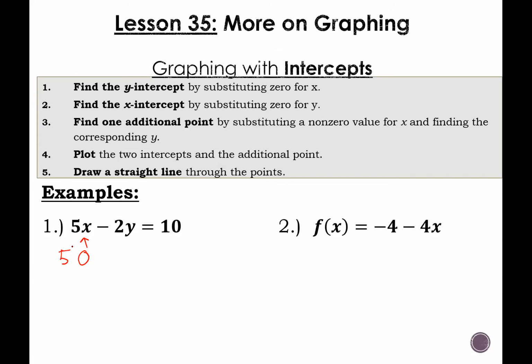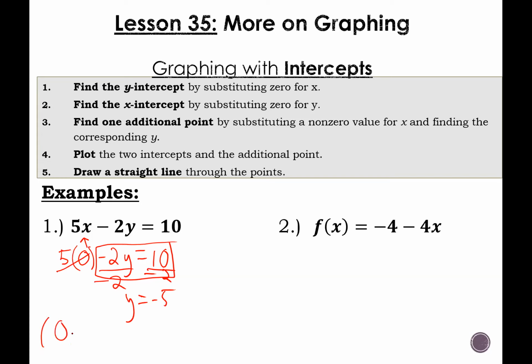So we'll plug in 0 for x: 5 times 0 minus 2y equals 10. Then we'll simplify. The nice thing is anything times 0 is just 0. So we have this leftover equation, negative 2y equals 10. We'll divide by negative 2, and we'll get negative 5. Look how quick that was. We just found that (0, negative 5) is a point on this line, and that is the y-intercept.